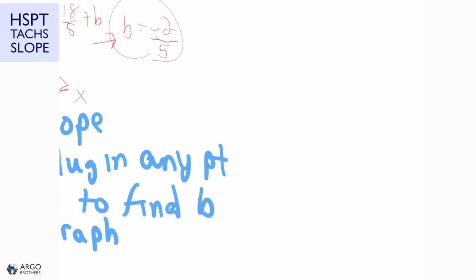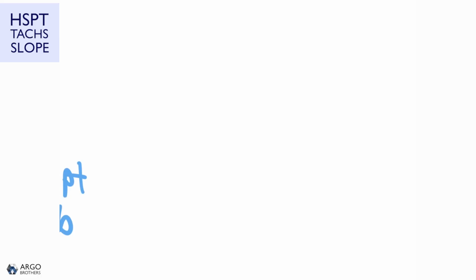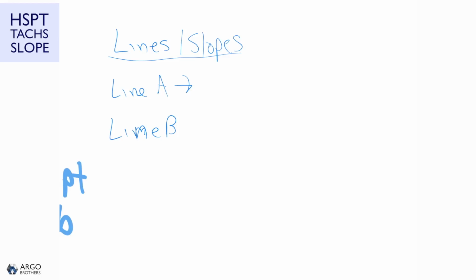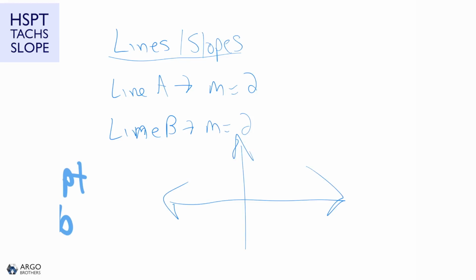So now I want to talk about some properties of lines. So we have lines with slopes, and these slopes can be any number. What if we have 2 lines, line A and line B, but line A has a slope of 2 and line B has a slope of 2. Does that mean that they're the same line? No, it doesn't, because if they have the same slope, they can be anywhere on the rectangular grid. All it means is that they have the same slope.